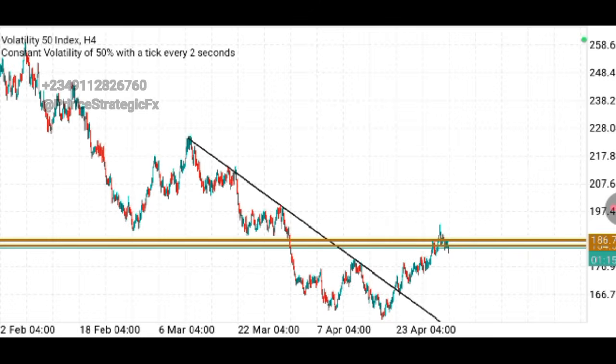Remember, I'm doing this with my phone. That means you can actually trade with your phone, right? Before I started trading with my laptops, I had already started making money trading with my phone, right? I did all of this with my phone.